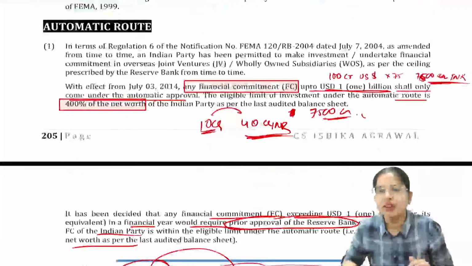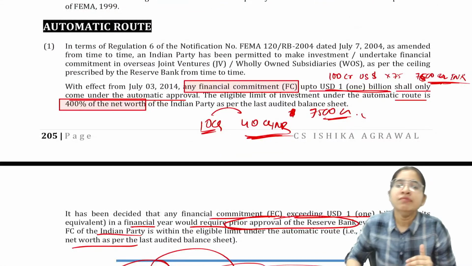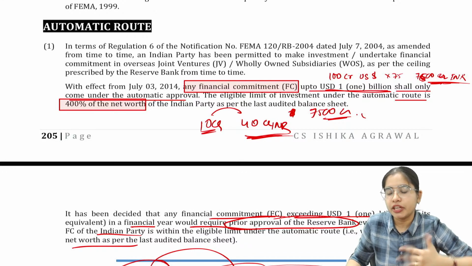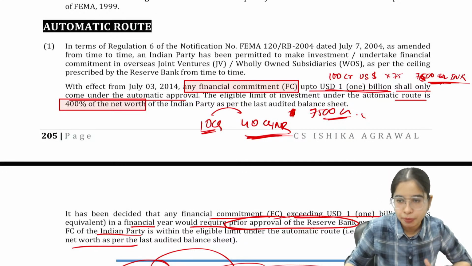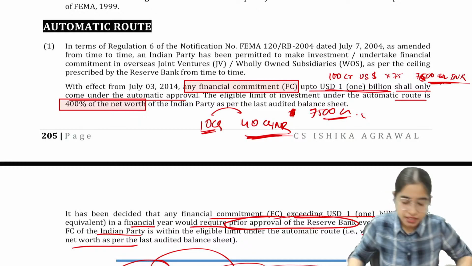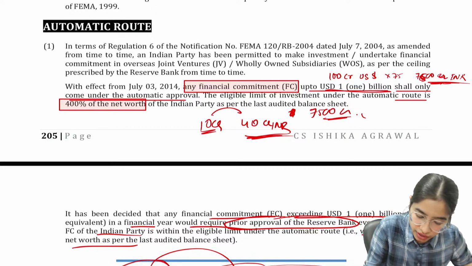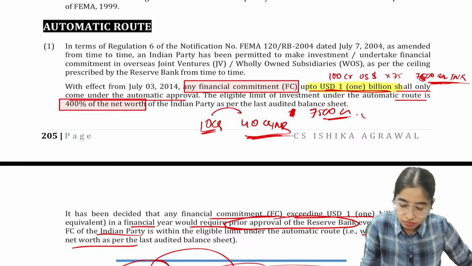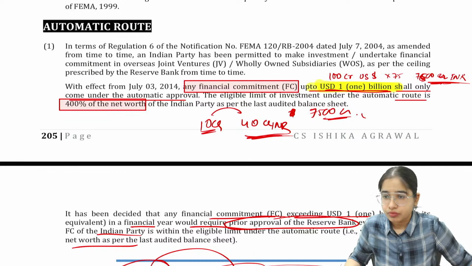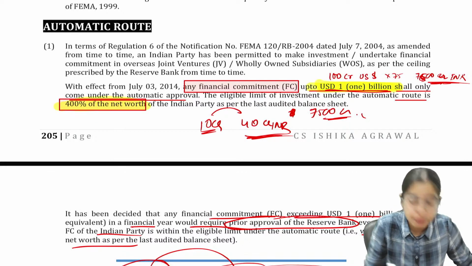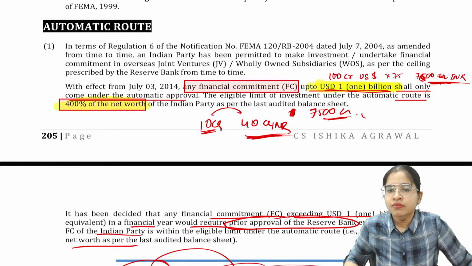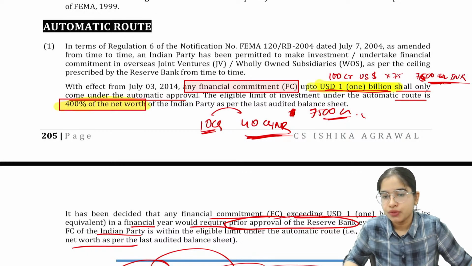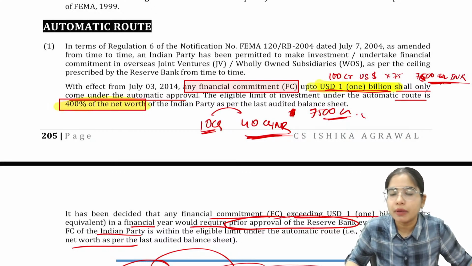So a limit is given that if you are making investment within this limit, then it will be done through automatic route. You don't need to take government approval or RBI approval. What is the limit? There are two limits. Limit number one is 1 billion US dollar. And limit number two is 400% of your net worth. Your net worth means basically your paid up capital plus free reserve.